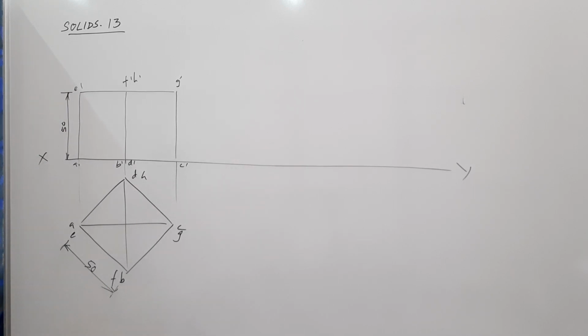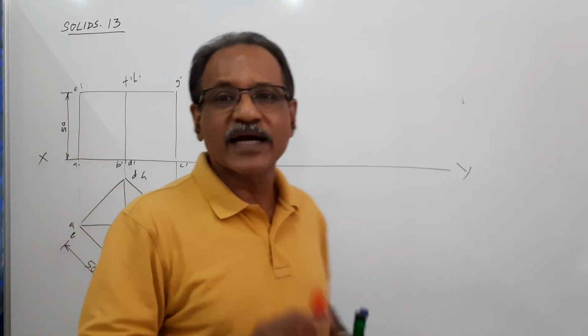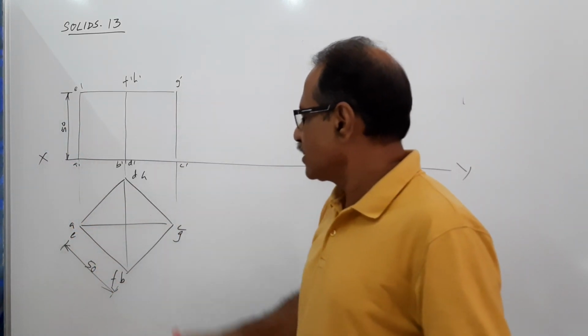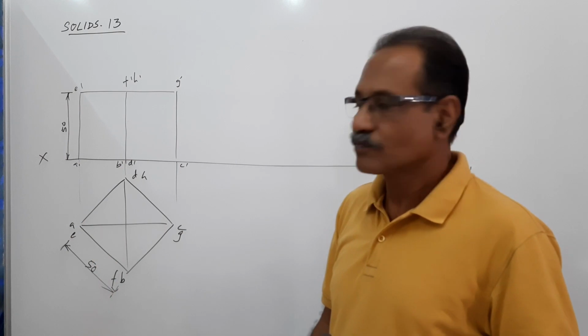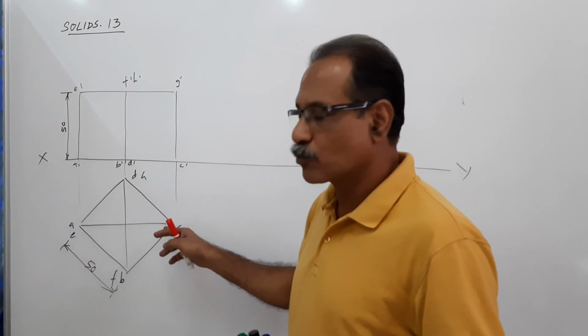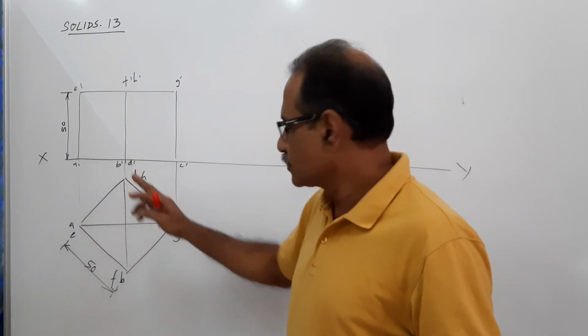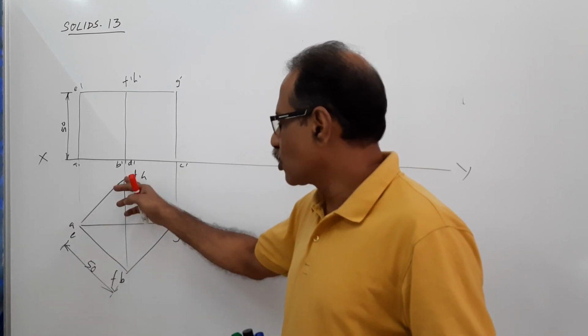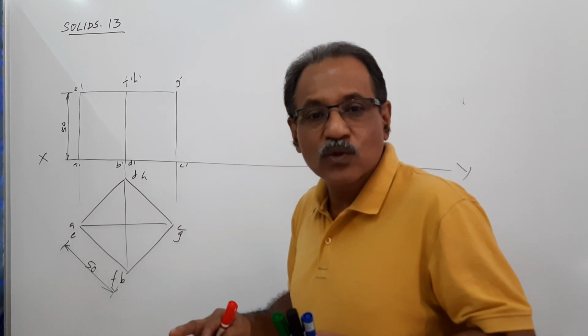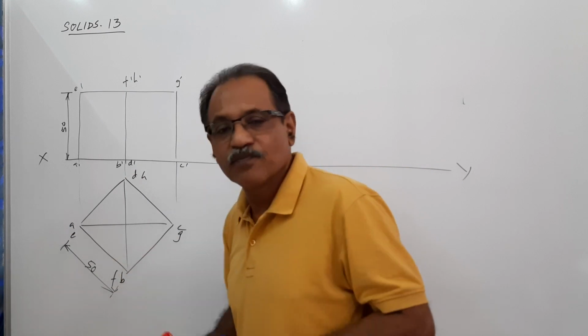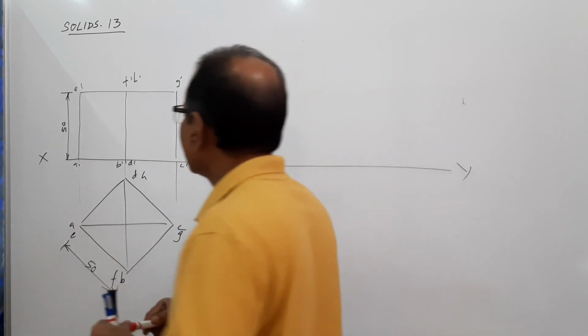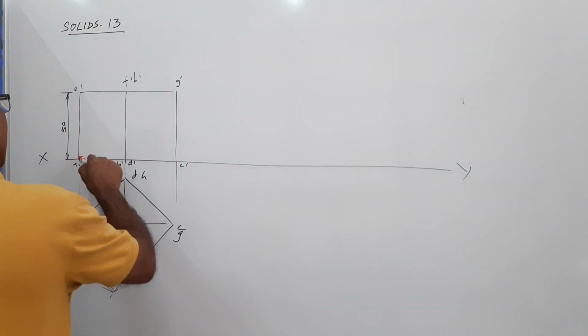Now, where is the solid diagonal? A line through the cube connecting A to G is a solid diagonal. A is the bottom corner, G is the top corner. B to H, C to E, or D to F. They are all solid diagonals. Now let us identify this solid diagonal, AG.